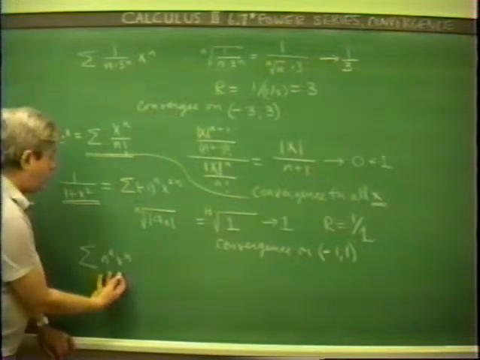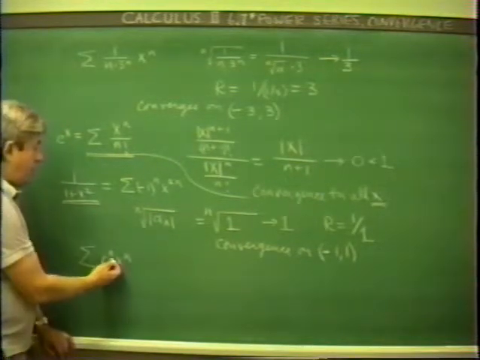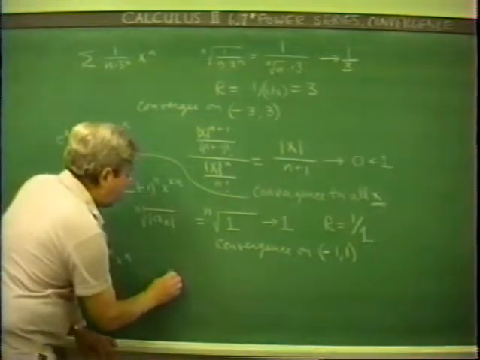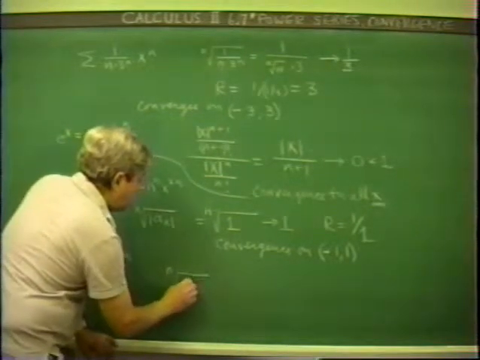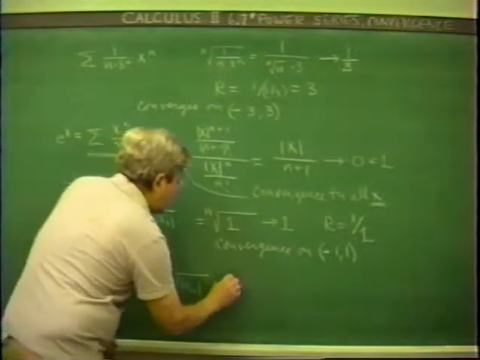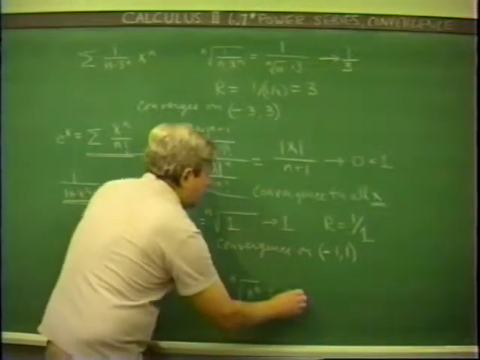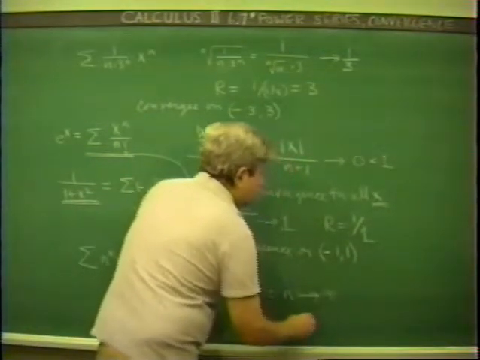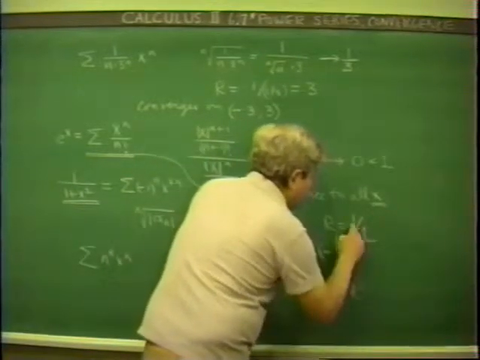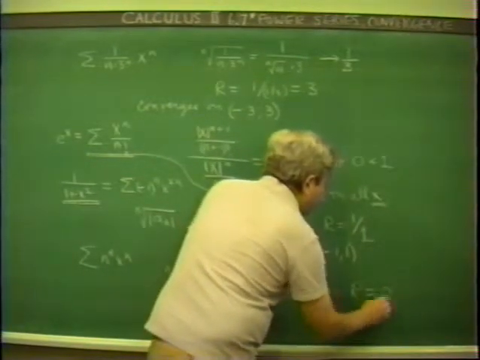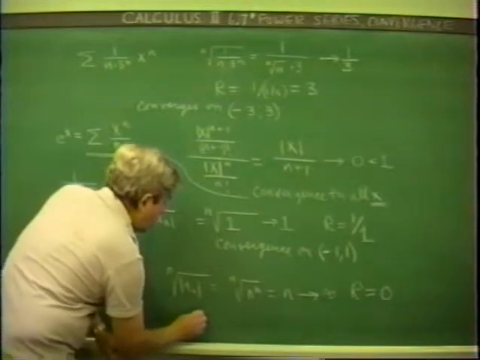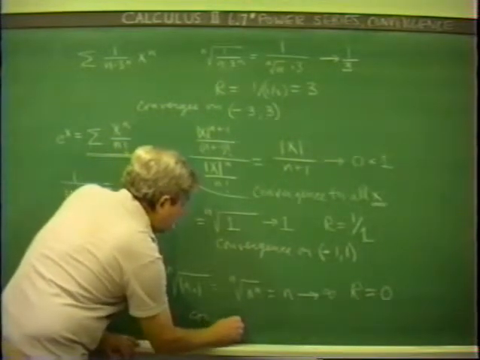Let's look at the series sum of n to the n, x to the n. Now, you might not expect very much convergence here. In fact, you don't get much convergence because a_n gets very large. If we look at the nth root of the absolute value of a_n, this is the nth root of n to the n, which is equal to n, and this approaches infinity. So this says that r is 1 over infinity, if you like, or it's 0.